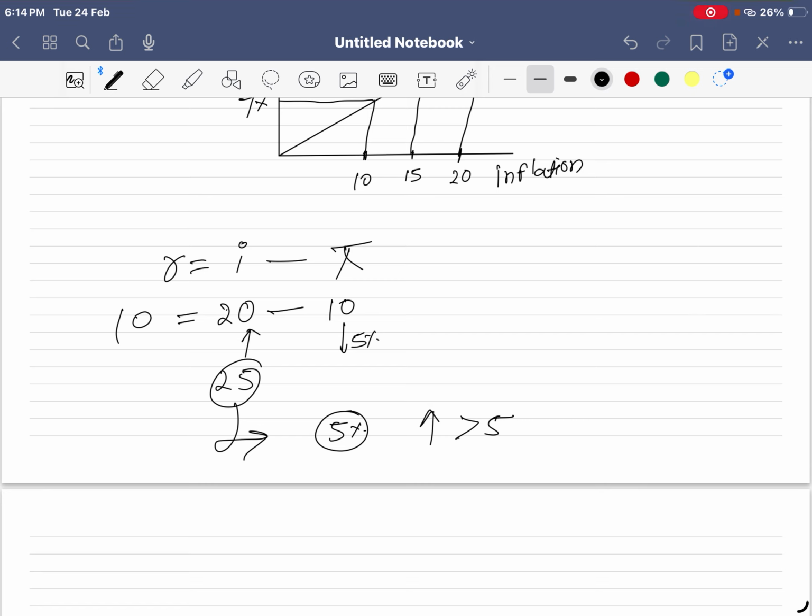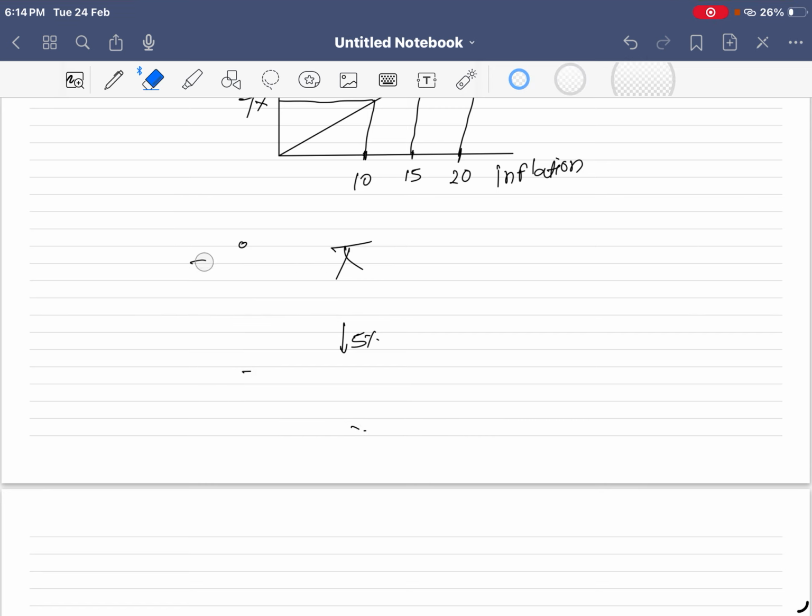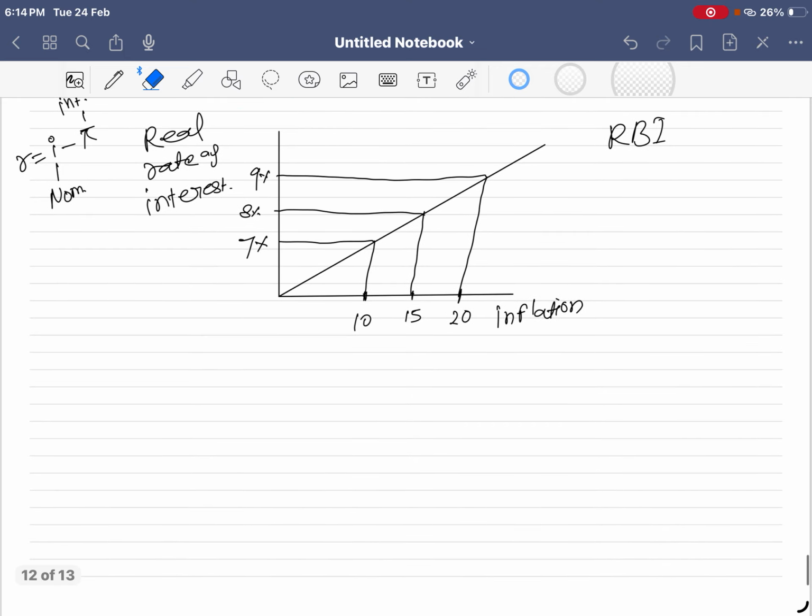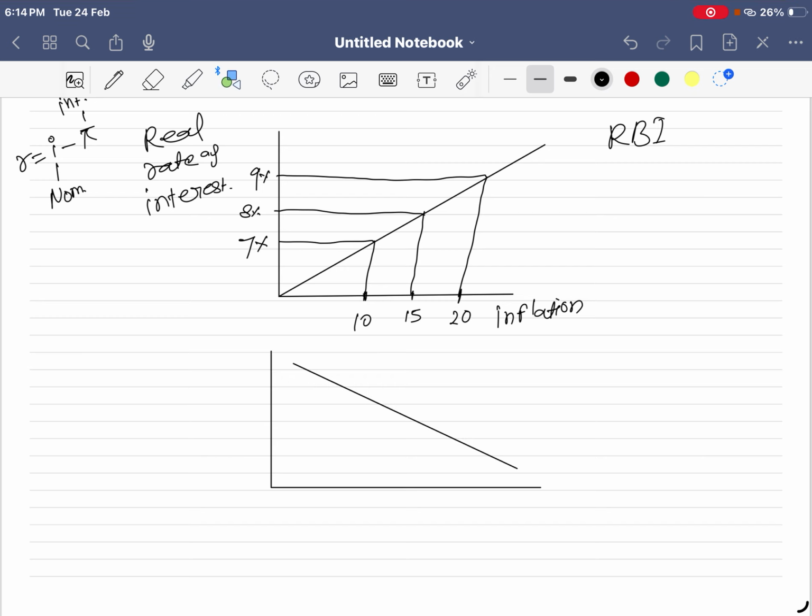Now the next graph is of the IS curve, which is this one. This is the IS curve. This side we have output and this side we have real interest rate. So this is 7%, this is 8% and this is 9%. Now with this we can see different levels of output in the economy. Maybe output was 100 crores, 200 crores and 300 crores.